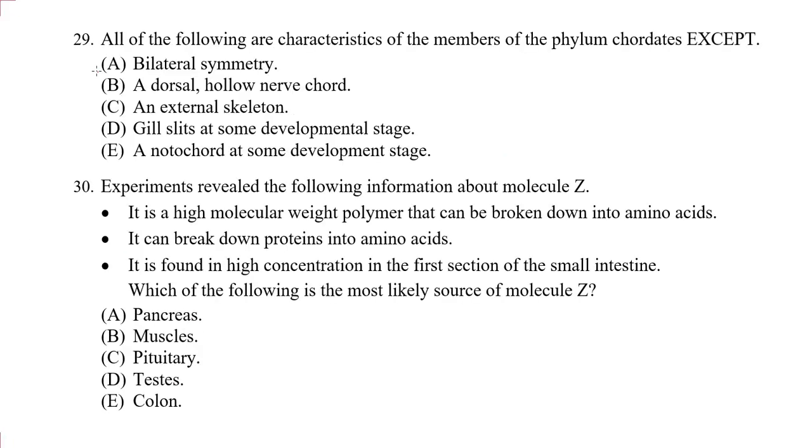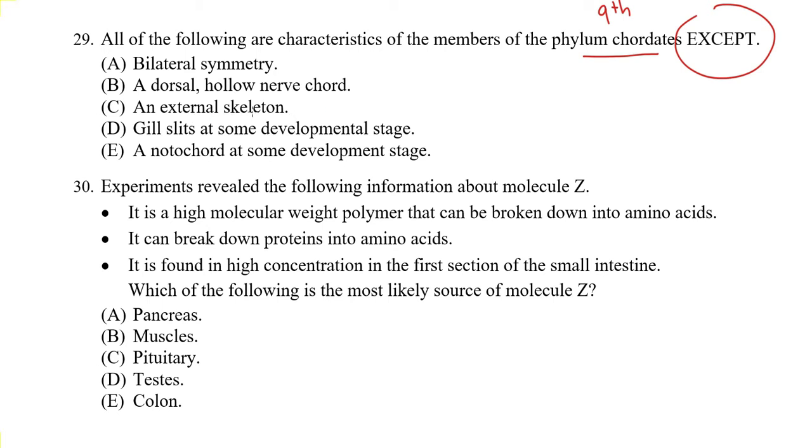Question 29. All of the following are characteristics of the members of phylum Chordates. This is phylum number 9 of Animal Kingdom, and it has different characteristics because we are searching for something wrong. Bilateral symmetry, no, they have bilateral symmetry. Dorsal hollow nerve cord, no, they have that.